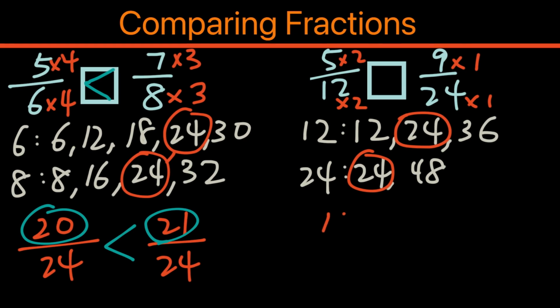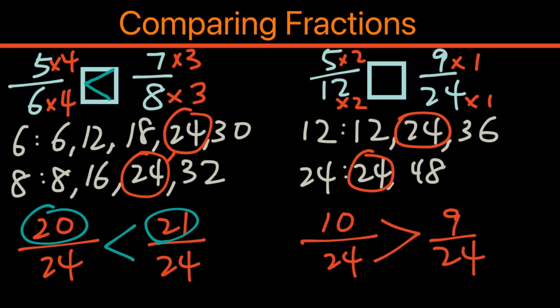5 times 2 is 10. Then this is 24, 9, and then 24. So in this case, 10 over 24 is greater than 9 over 24, which means 5 over 12 is greater than 9 over 24.